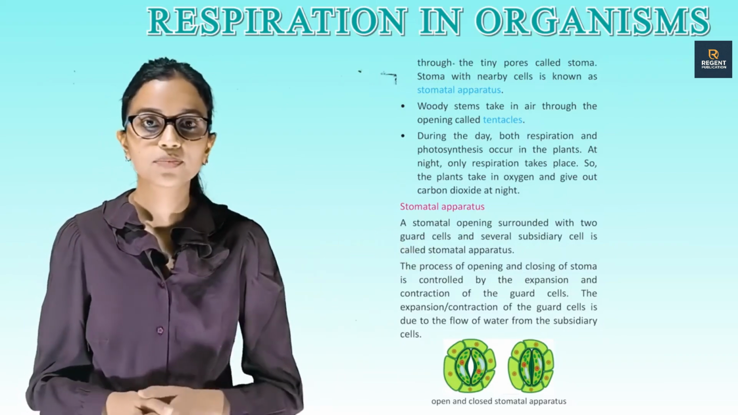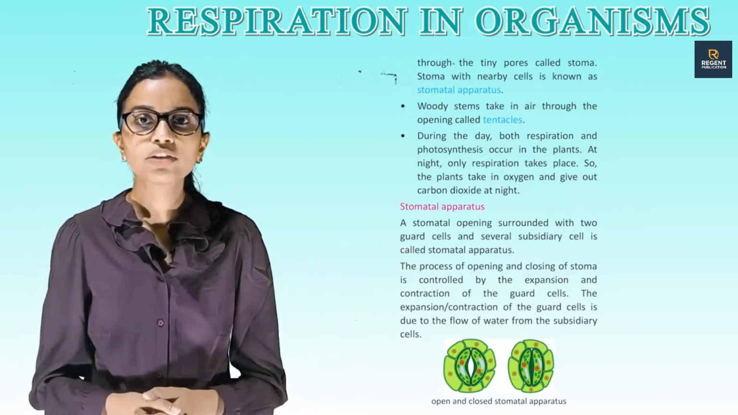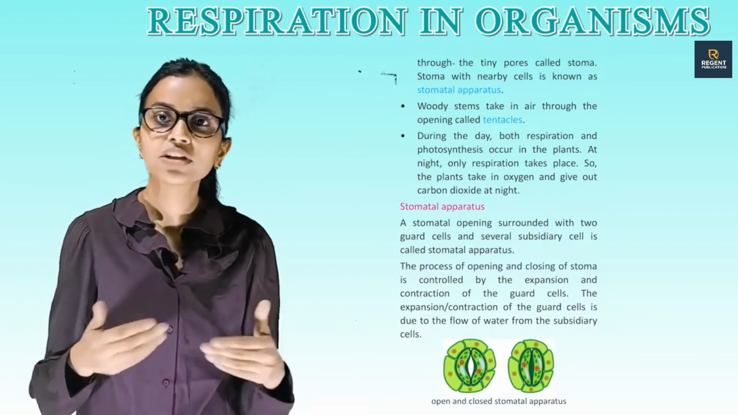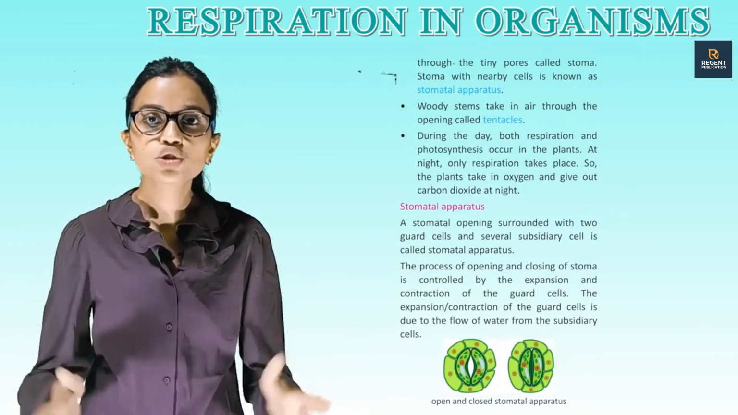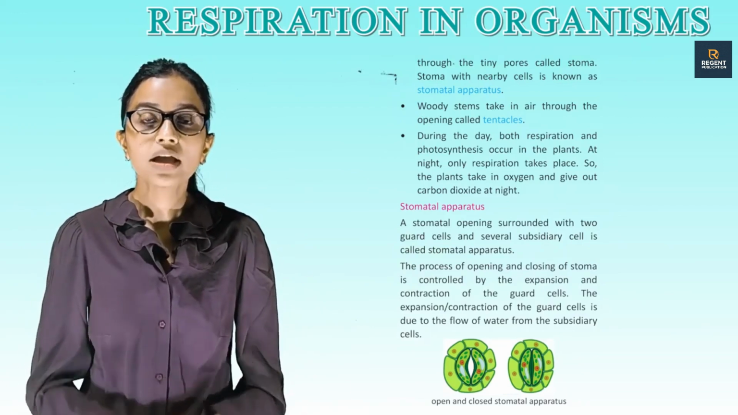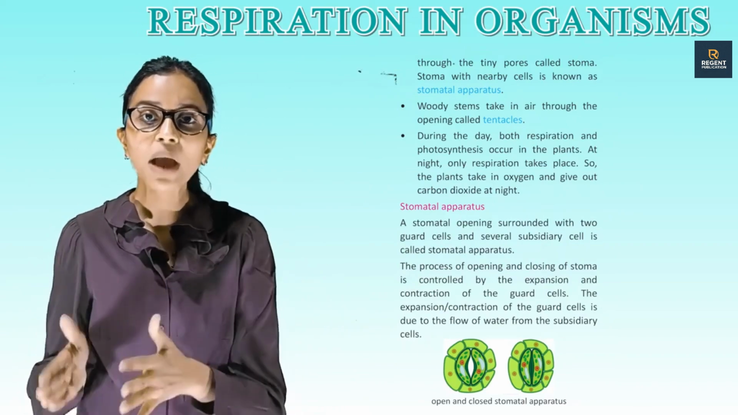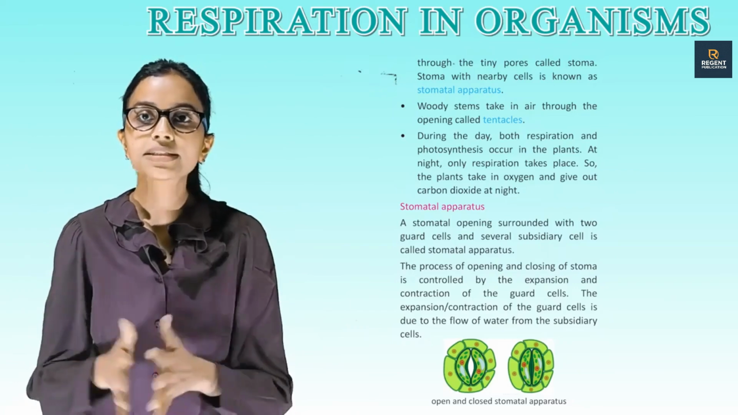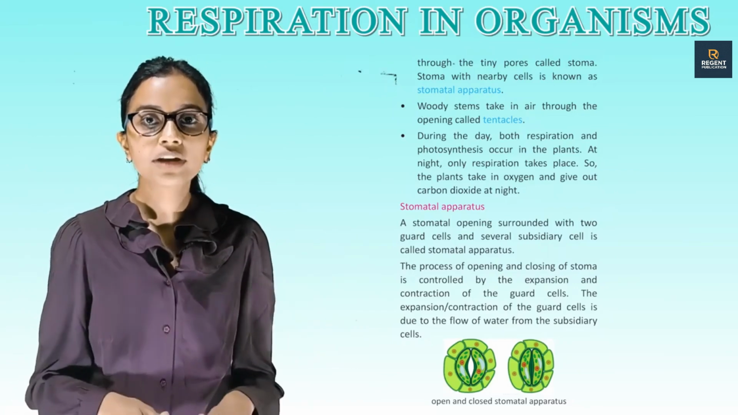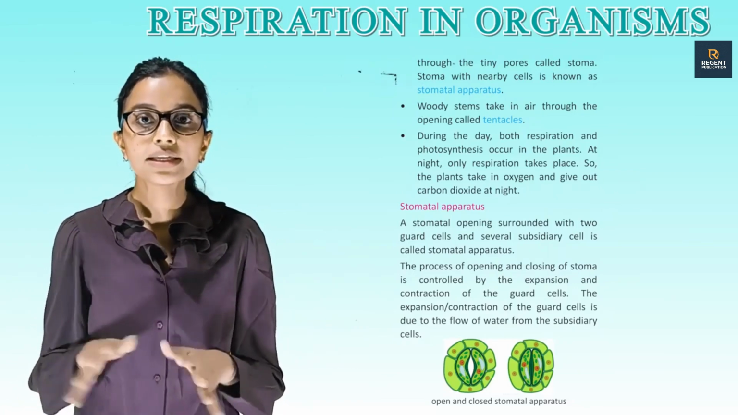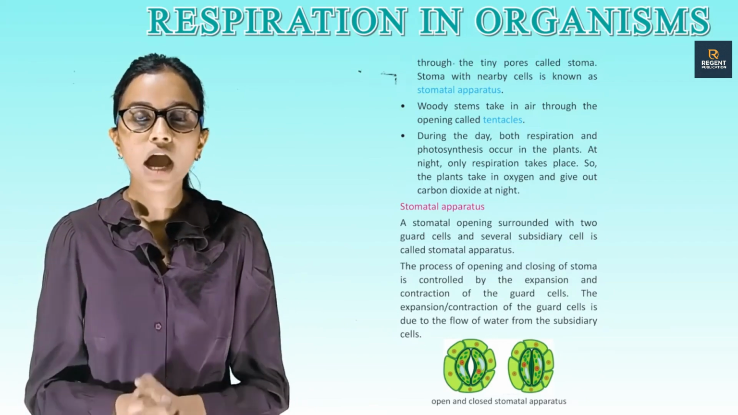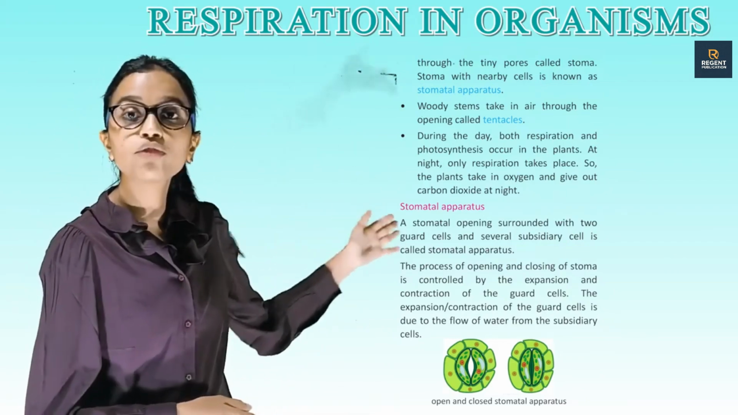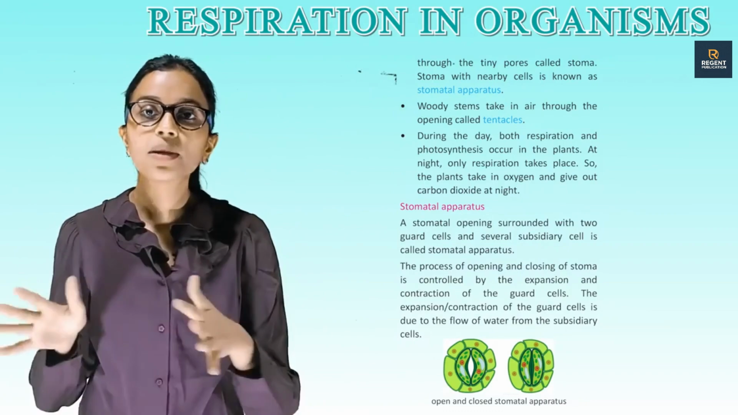Stomatal apparatus. A stomatal opening surrounded with two guard cells and several subsidiary cells is called stomatal apparatus. The process of opening and closing of stoma is controlled by the expansion and contraction of the guard cells. The expansion and contraction of the guard cells is due to the flow of water from the subsidiary cells. Now, this is the diagram of open and closed stomatal apparatus.